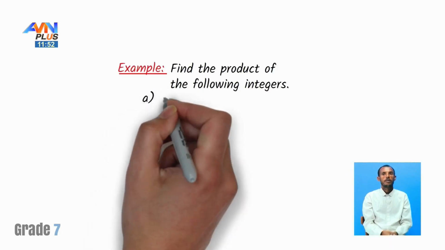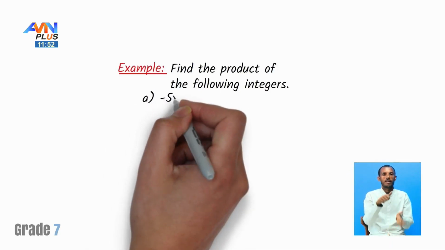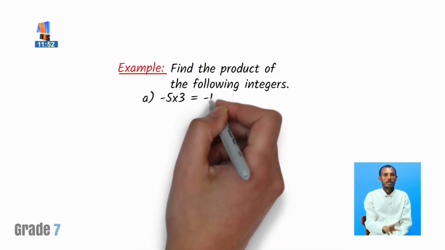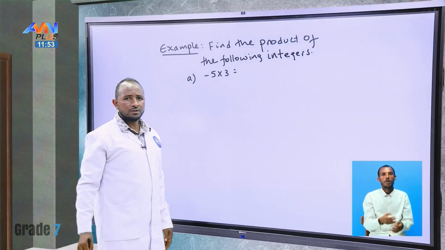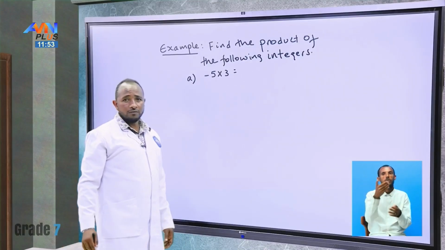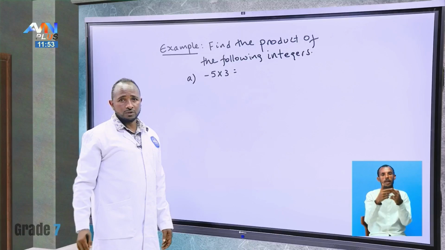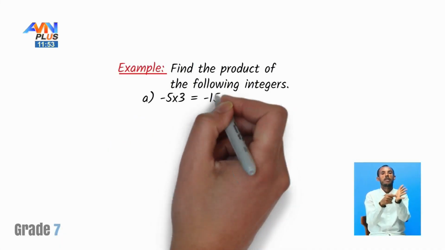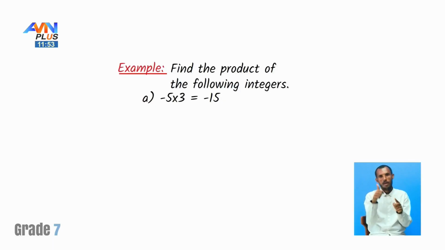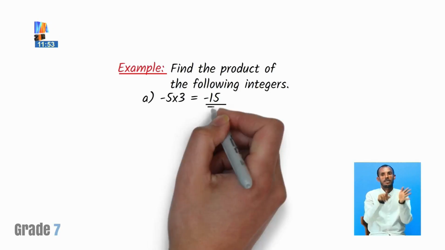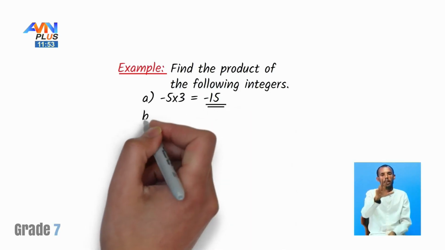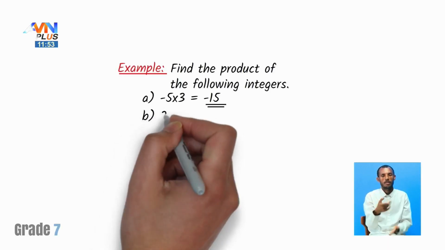Okay, the first one, negative 5 times 3. What is the product of these two integers? Good. To multiply these two numbers, first put the negative sign because one is positive, the other is negative. We said the product of a positive and a negative number is always negative. So the sign of the product is negative, and then you multiply 5 and 3. 5 times 3 is 15. This will be the answer.